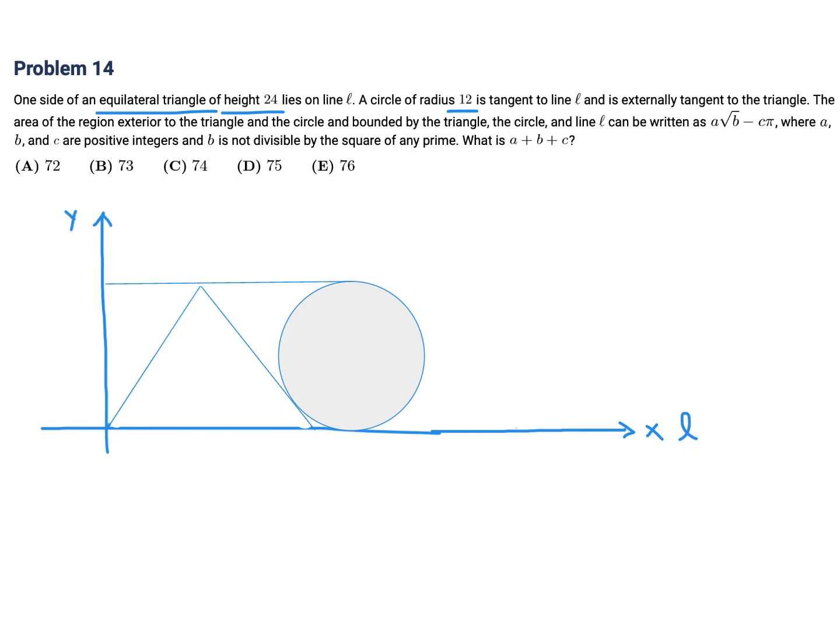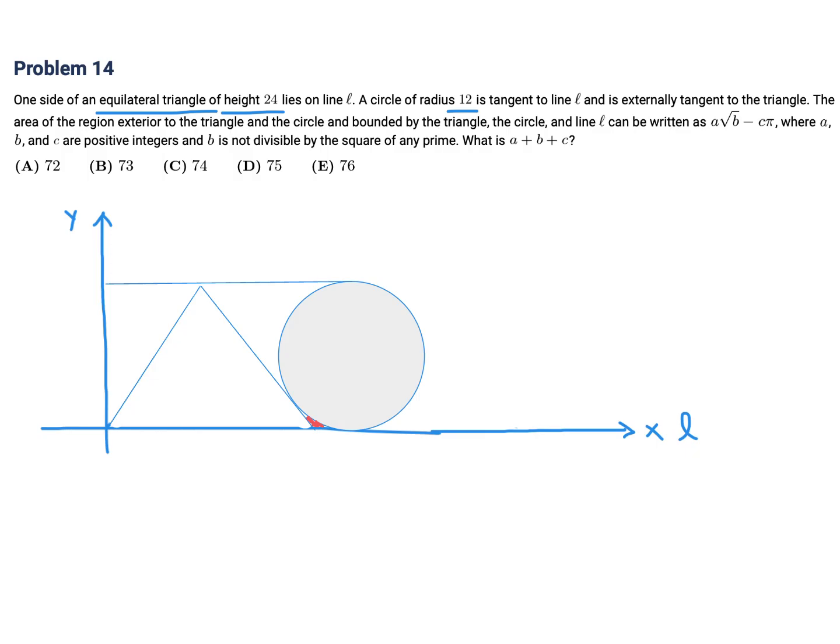Okay, so then what are we trying to get here? This region here, I'm hesitating to even, yeah, you see that tiny little red region? That is, I think, what we're trying to figure out the area of. The region that is defined as exterior to the triangle and the circle and is bounded by the triangle, circle, and line. Okay. All right. I wish it was a little bit bigger because it's so small that you may even get a little confused.